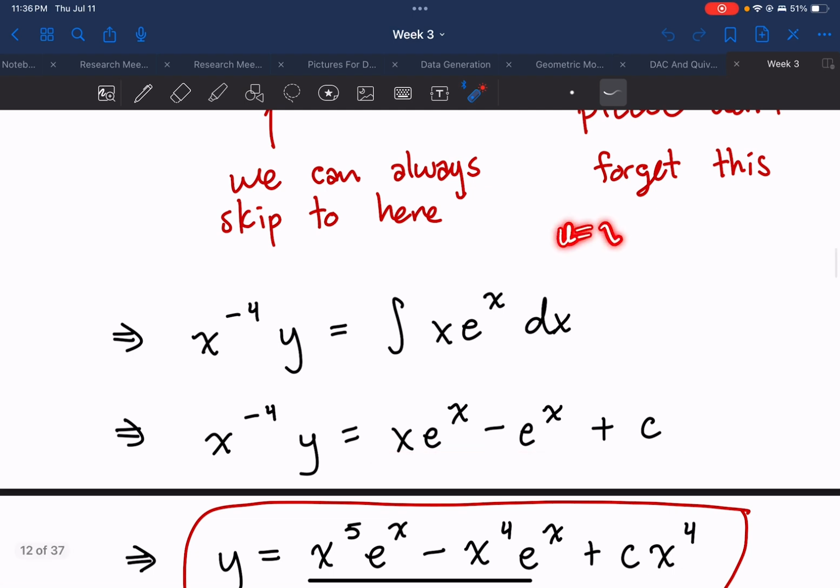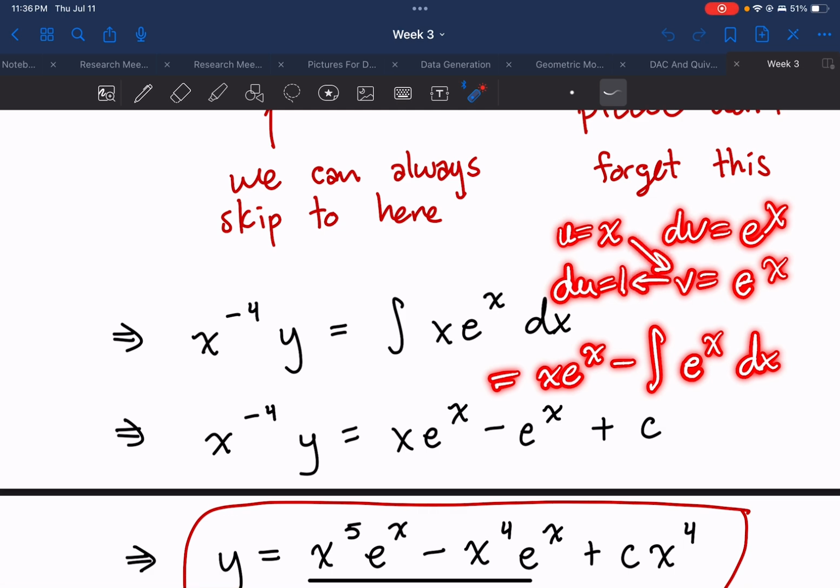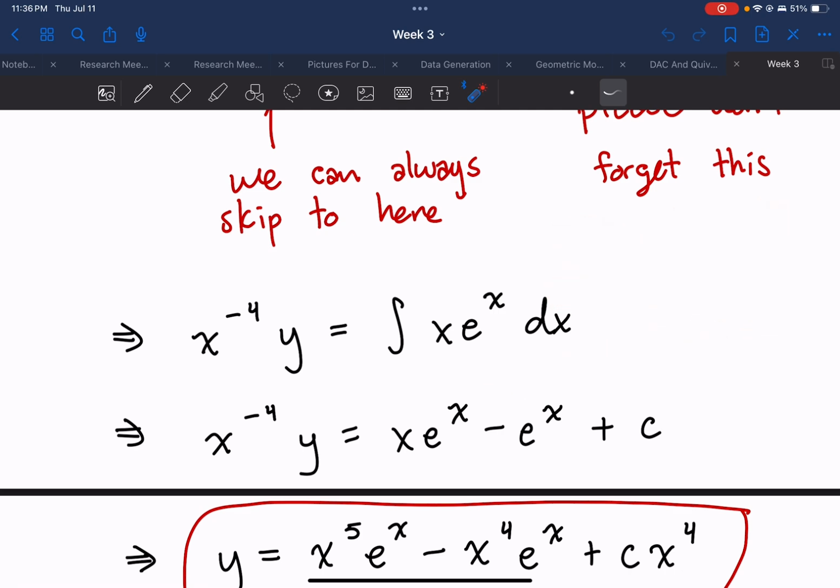U is equal to x, dv is equal to e to the x, du is equal to 1, v is equal to e to the x, which means this equals x e to the x minus the integral of e to the x dx. You do this times this minus the integral of the bottom. So I get x to the negative 4th y equals x e to the x minus e to the x plus a constant. Don't forget your friendly constant.